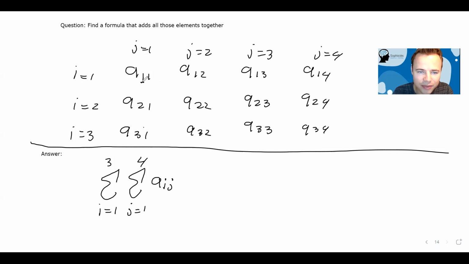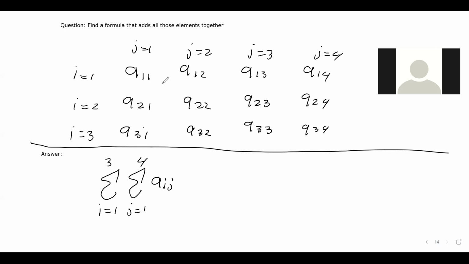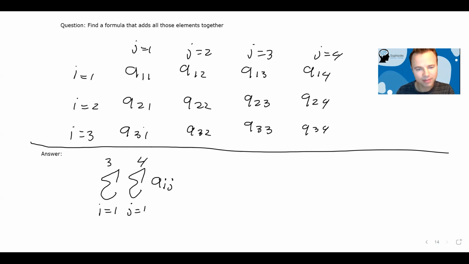No, exactly. So the left number indicates the row, and the other number indicates the column. You see? Okay, I understand. Thank you. Okay, very good. Any other questions or things you find strange?